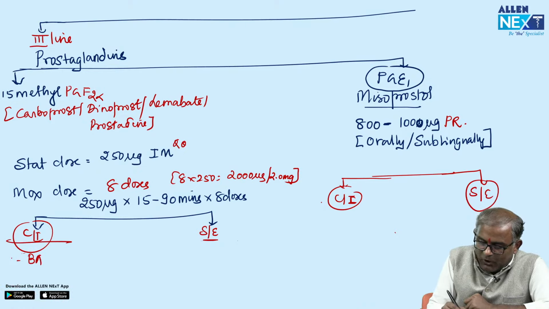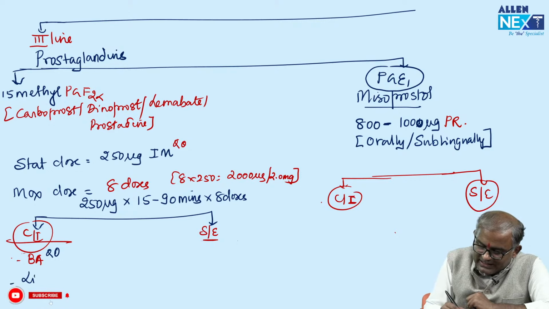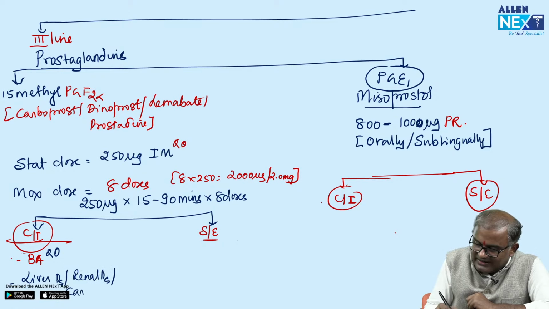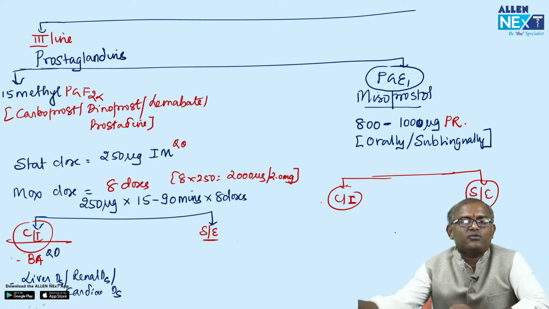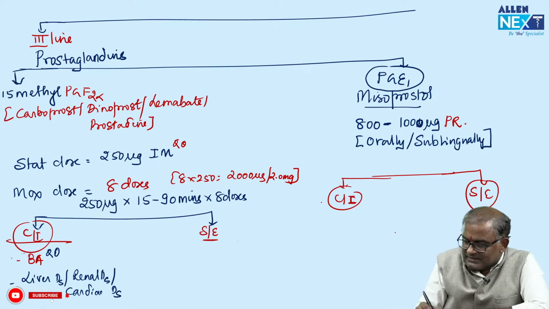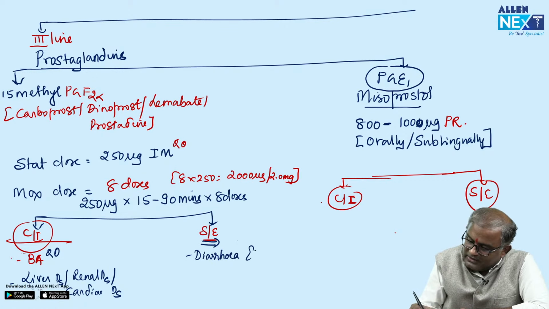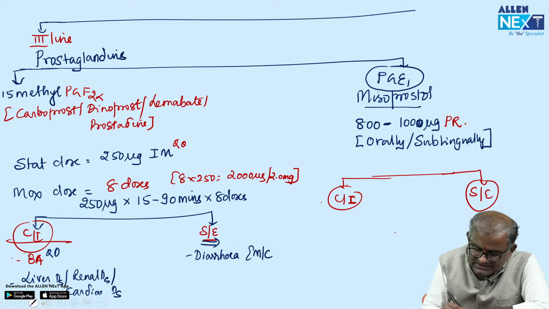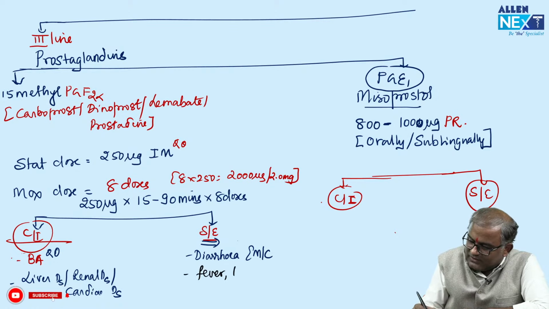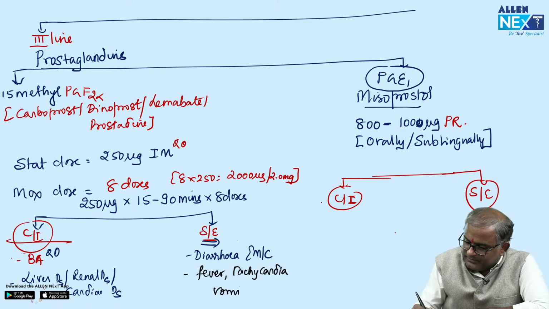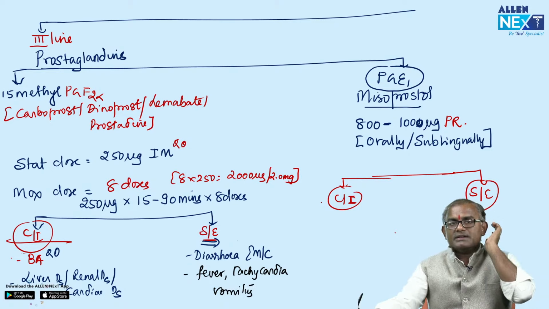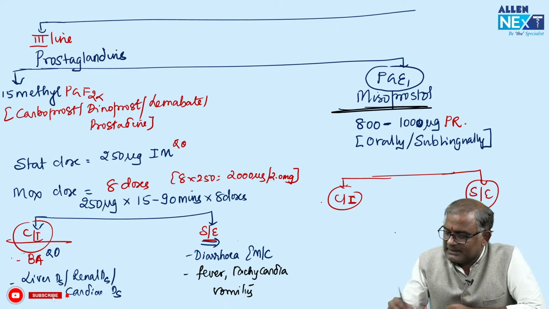Contraindication: definitely in bronchial asthma patients we won't give carboprost. Others: if there is any liver disease, renal disease or cardiac disease, we won't go for carboprost. Side effects, take down, doctor: diarrhea is the most common side effect, and other side effects are fever, tachycardia, and even vomiting.